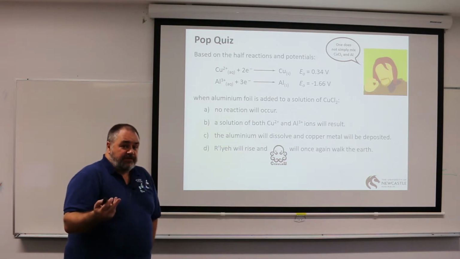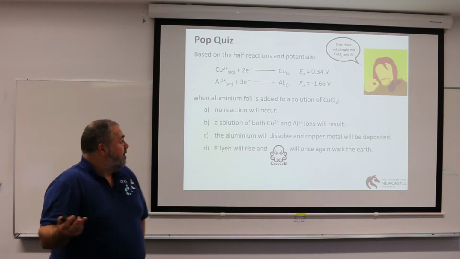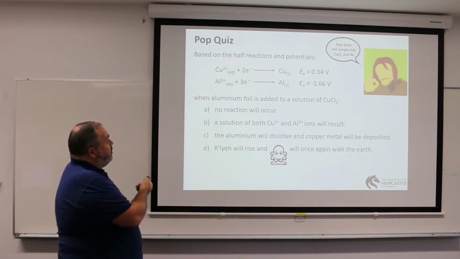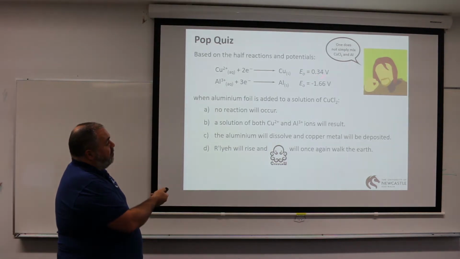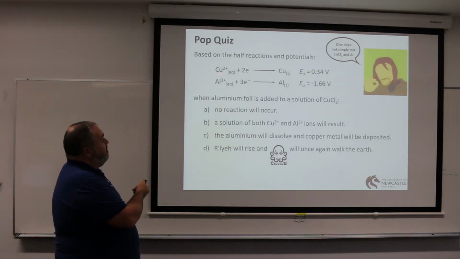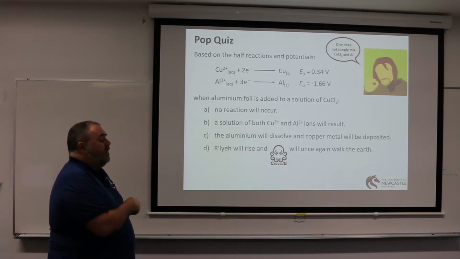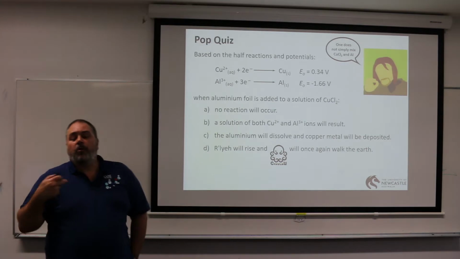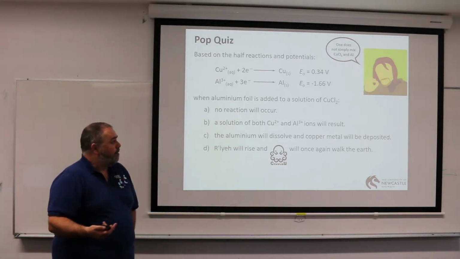So given this knowledge, let's do a little pop quiz. If I have copper 2+ reacting with 2 electrons to give copper metal with a potential of 0.3 volts, and aluminium 3+ reacting with 3 electrons to give aluminium metal with a negative potential of 1.66 volts, then when I add aluminium foil to a solution of copper chloride, what should we predict will occur?